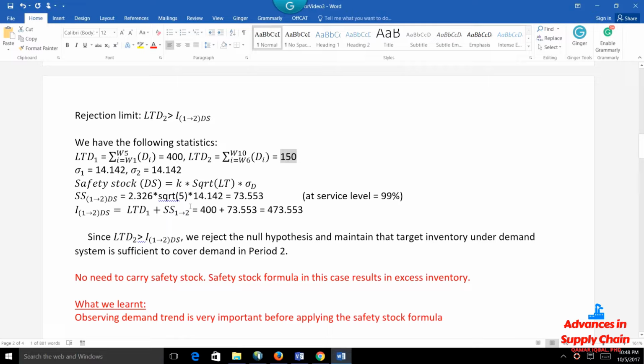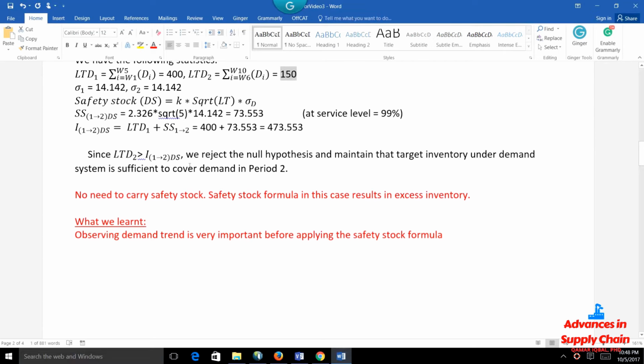So in other words, if we had no safety stock, meaning zero safety stock, it wouldn't make a big difference, right? In that case, inventory will still be higher than the demand for period 2. Okay, so we can say that no safety stock is needed, and the safety stock formula in this case will result in excess inventory. Okay, so that's the finding of this exercise.